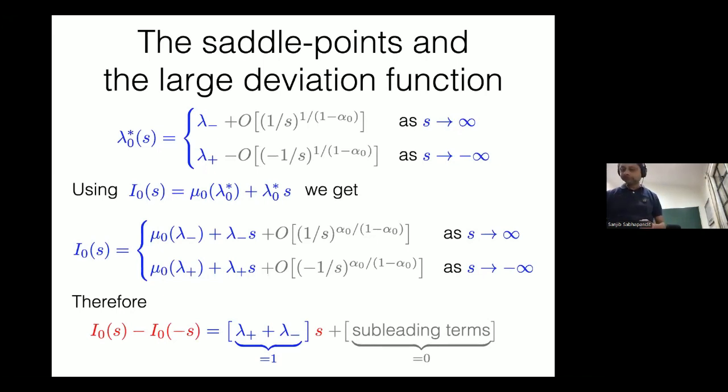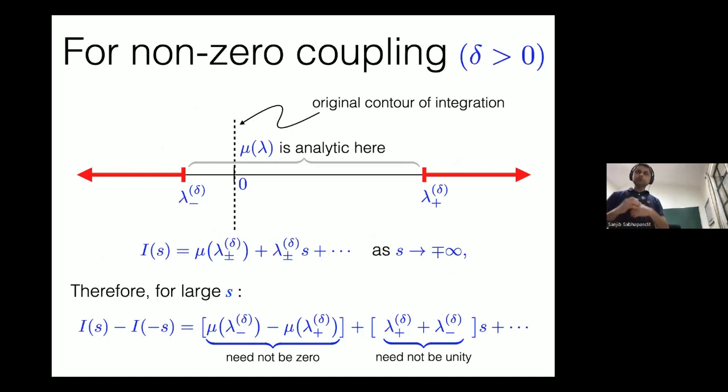Now you go to the case where you have a non-zero delta. So there is a weak coupling, so it is small, but still non-zero. In this case you now have these two saddle points, and there need not be any symmetry between them, unlike the delta equals 0 case. Nevertheless, you can write down your large deviation function for large s, either going to plus infinity or minus infinity.